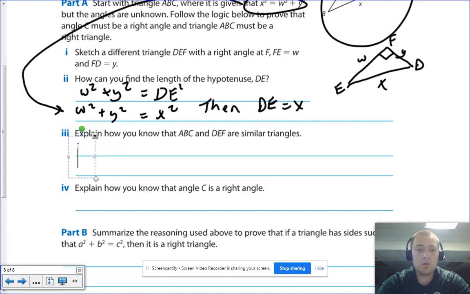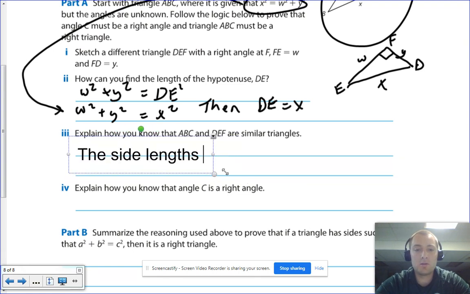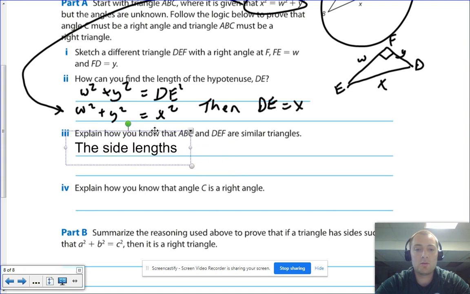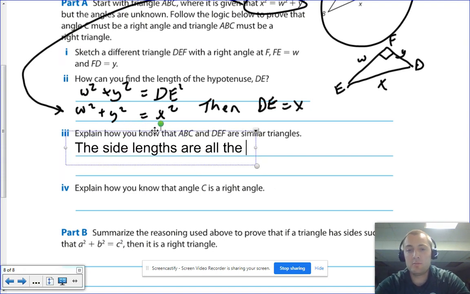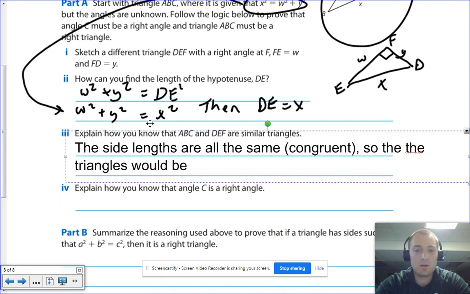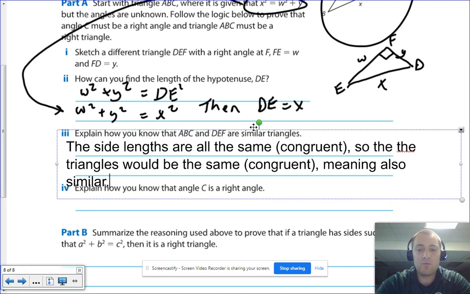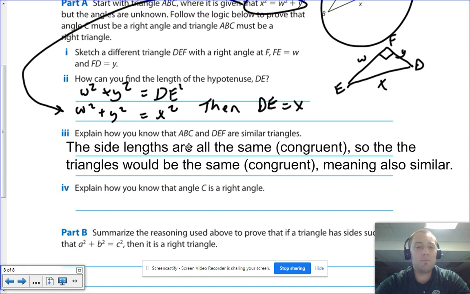So the side lengths are all the same. So the triangles would be the same. Congruent, meaning they're also similar. I mean, congruent is actually more specific than similar, but if we know they're congruent, then they're definitely similar. That means they have the same angles, they're the same shape.